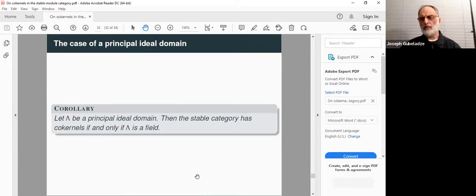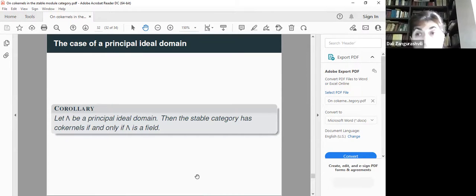Was it known for PIDs? No, this was not known. That not all cokernels exist follows from this corollary. But the fact that there are epimorphisms in the stable category which have a cokernel follows from some results of the previous paper and some results of this work.